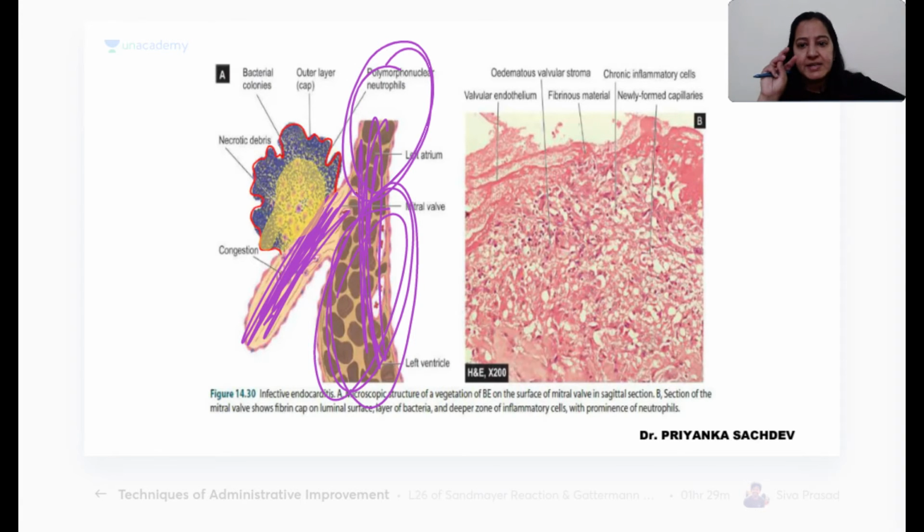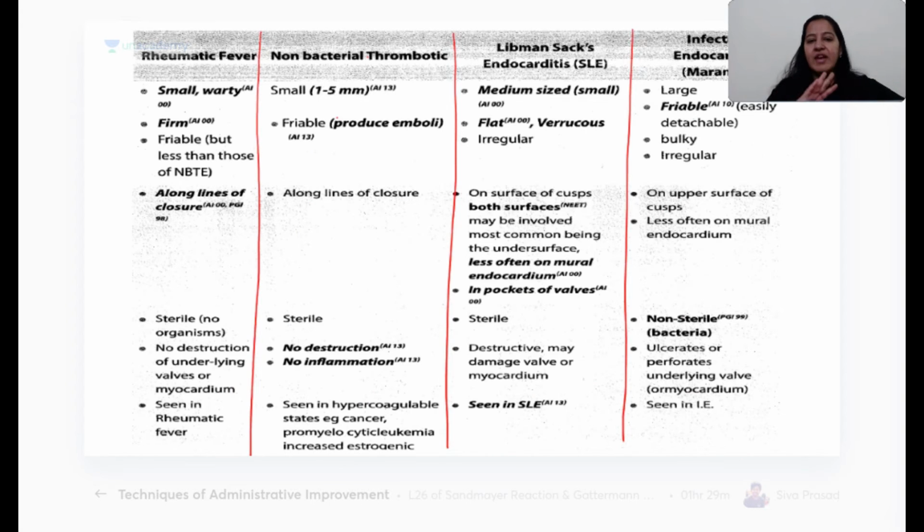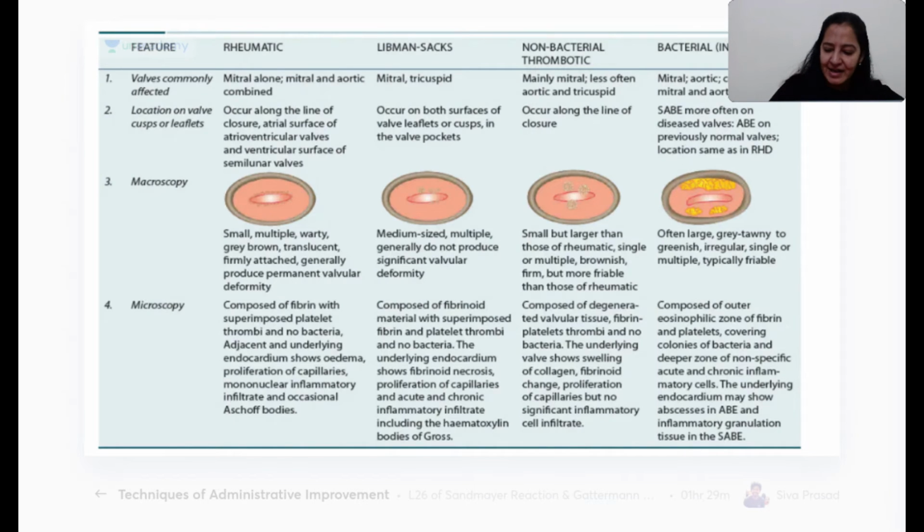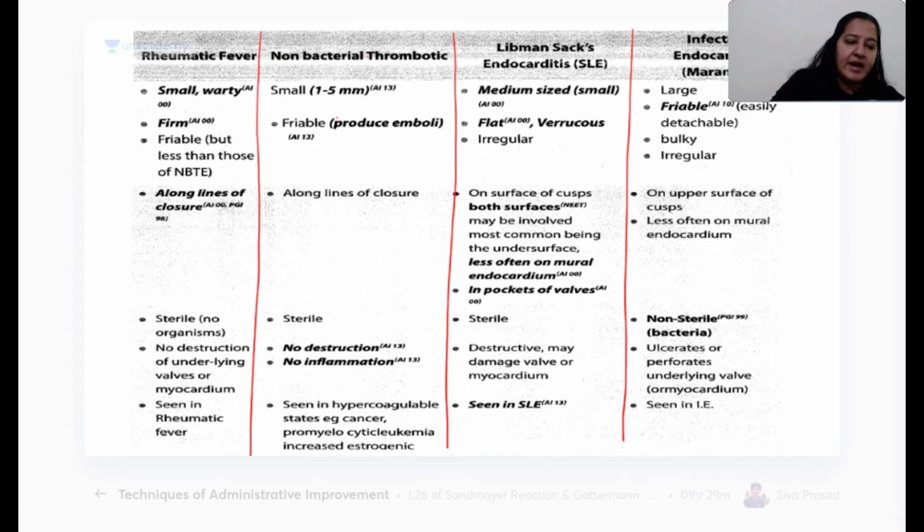And the last zone is the deep zone, made up of inflammatory infiltrate. These are the 3 zones. So we are done. Just compare it. Then I will tell you the complications of infective endocarditis. We are done with infective endocarditis.